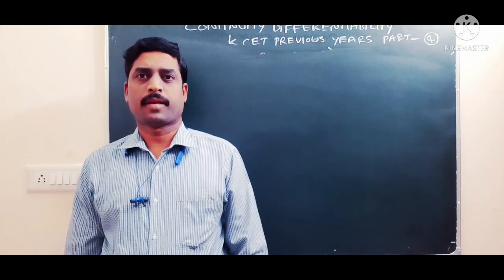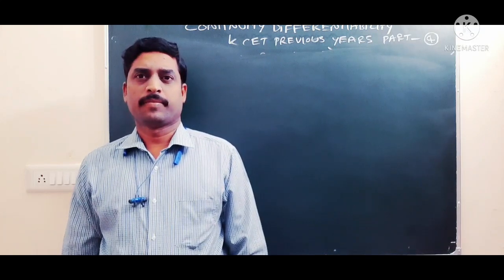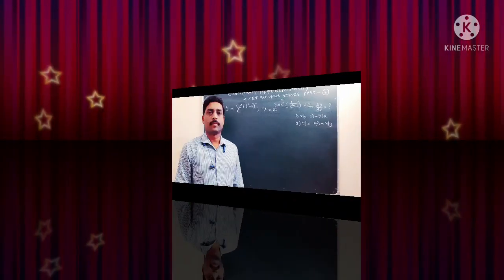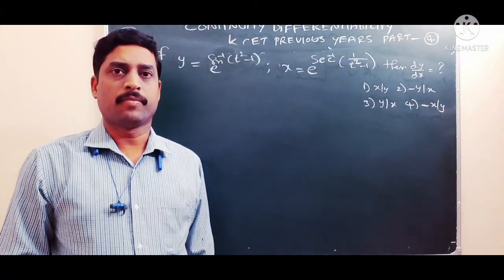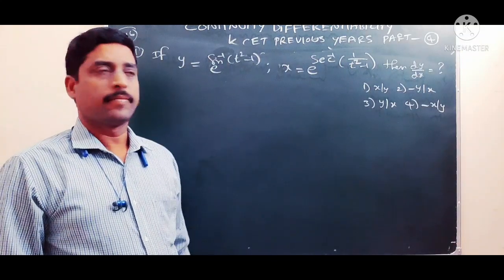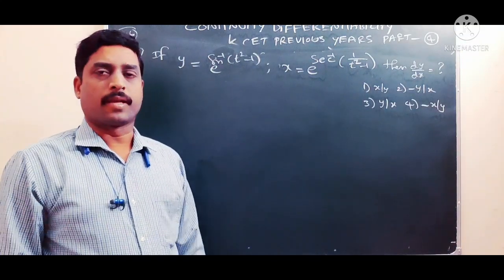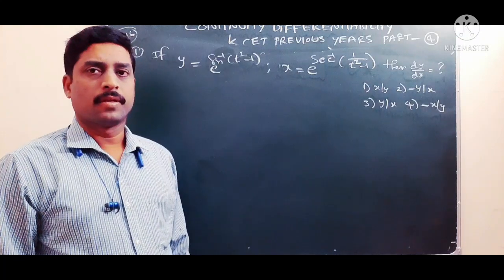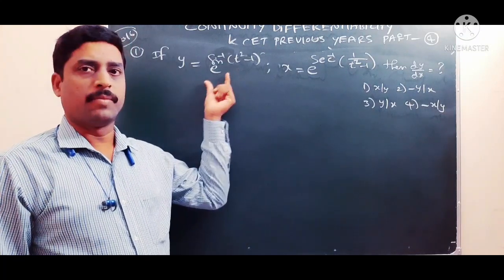Today I would like to explain continuity and differentiability case sheet previous year questions. Now, question number 1 from 2016. The x value and y value are given, then find dy by dx. This kind of problem has a very easy method. We should multiply x and y.